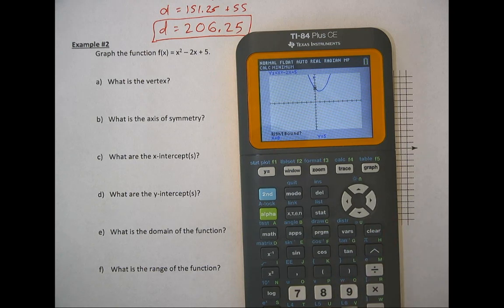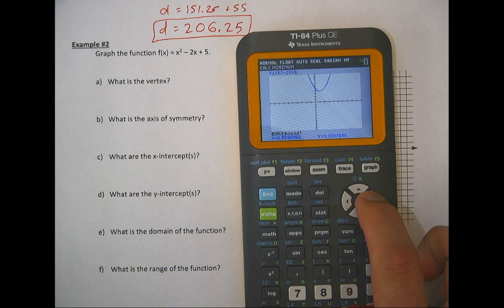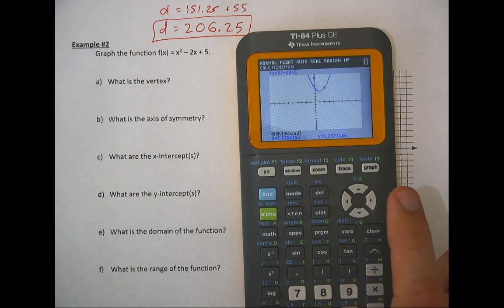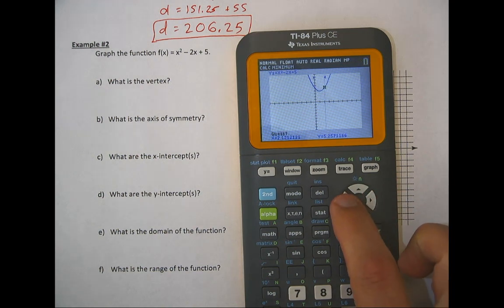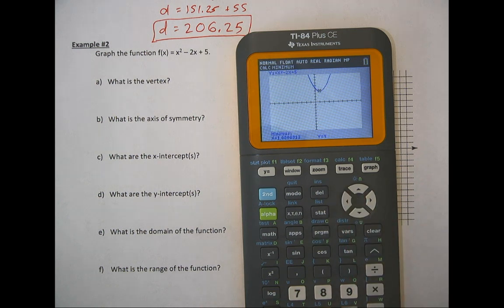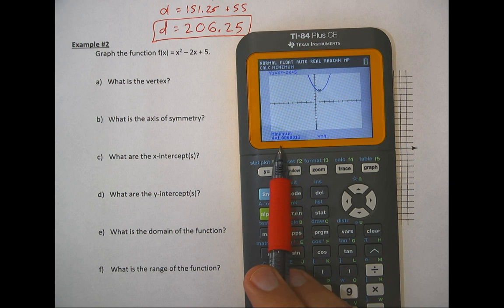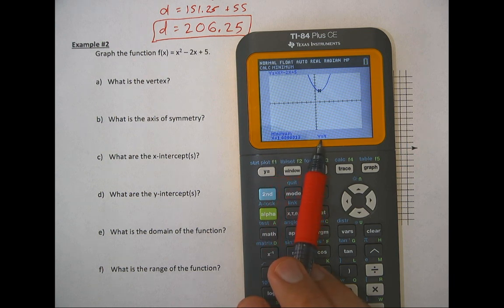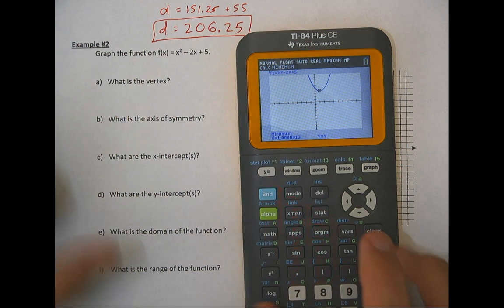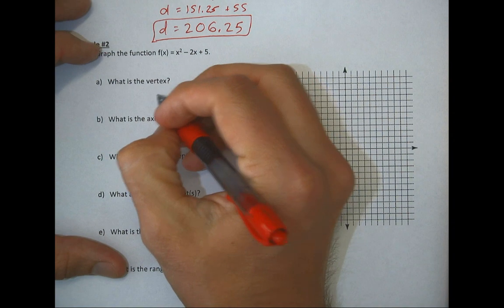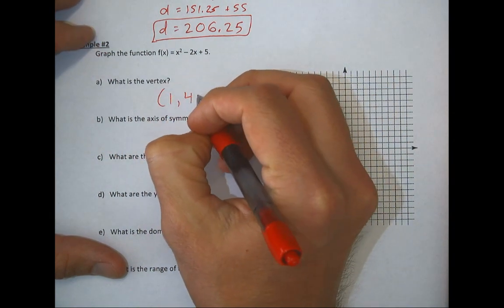So here's our left bound. For the right bound, we have to go on the right side of the vertex, so anywhere over here, and hit enter. Then it says guess, so you go down close to it and hit enter. It's going to give you the value right here. You can see we can round this off: y is 4 and x is 1. So the vertex is 1, 4.